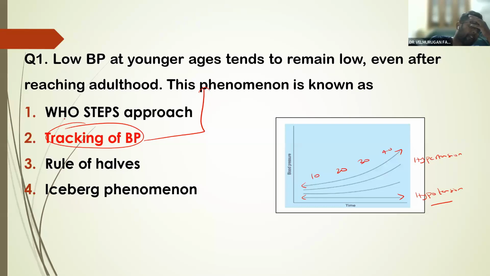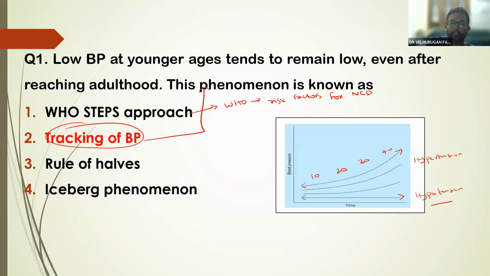So what is this WHO STEPS approach? The only thing you have to remember, don't remember many things, is that it is like a questionnaire. WHO gave a questionnaire. For what? It is a questionnaire to identify the risk factors for non-communicable diseases.